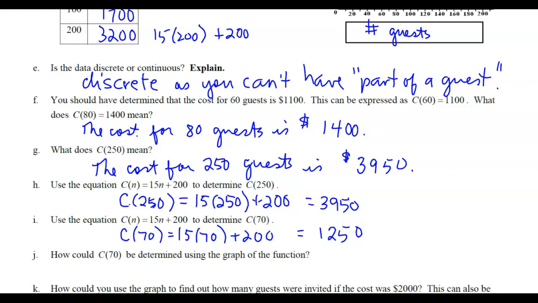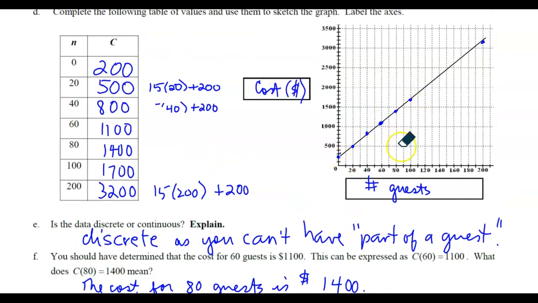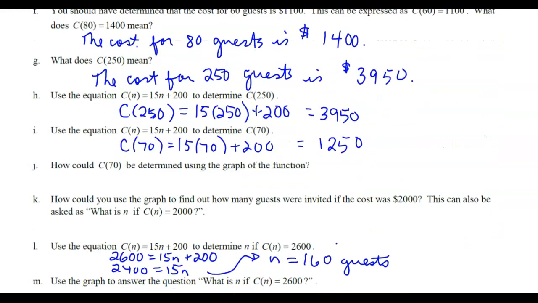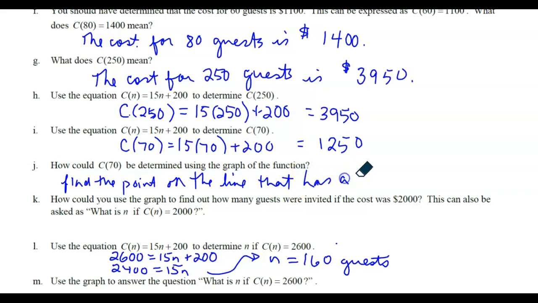And using the graph of the function, we're joining up with a line where C is 70, you go up to the line and then across. Looks like about halfway between 1,000 and 1,500, which would be 1,250. So find the point on the line that has an n value of 70. The cost is 1,250.